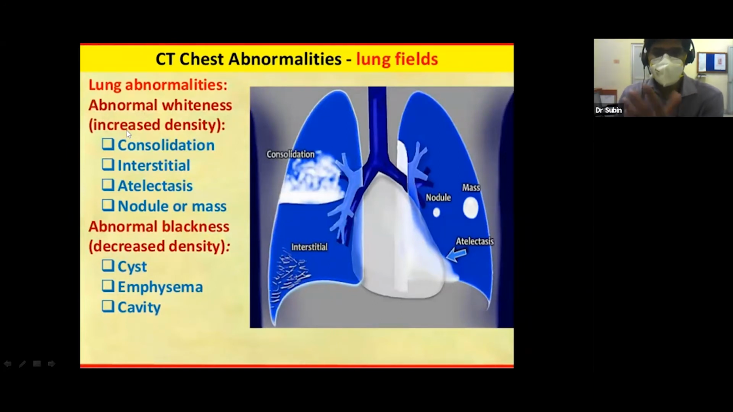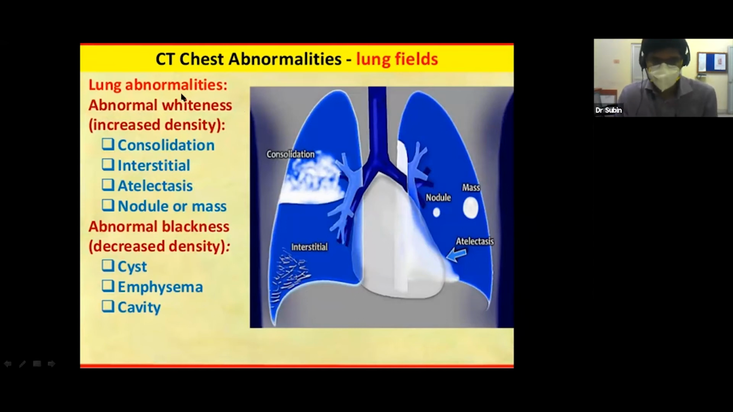What are the other lung abnormalities that we look at? So we saw the trachea. I showed you a few small things about the hilum. So in the lung, which is the main part that you are going to evaluate in a CT thorax, we look for consolidations.